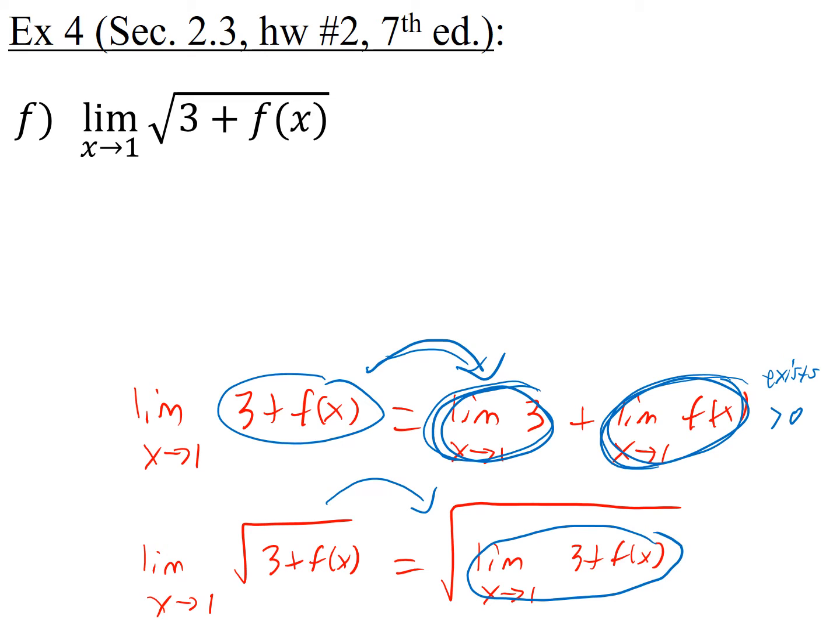Okay, now as far as the limit of 3, we know the limit of 3 exists. That's limit law 7, I think: when you take the limit of a number, it's itself. So that one definitely exists. But what about f? We're going to have to look at the picture for f. So let's go ahead and look at the picture real quick.